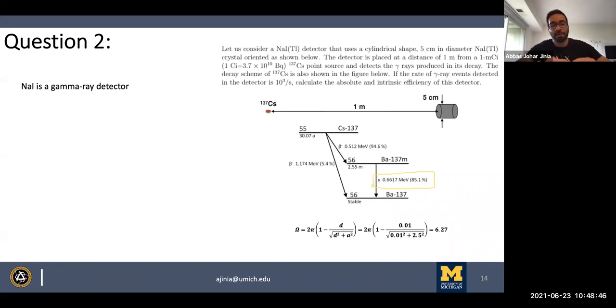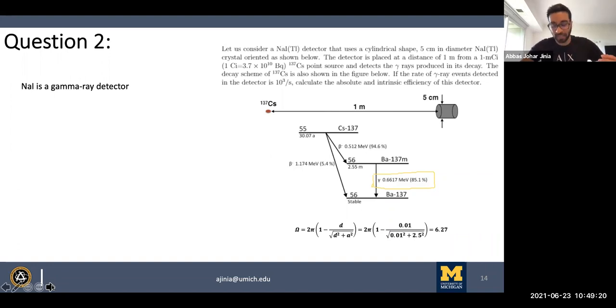All right. So, okay, let's see how we will go about it. First of all, let's calculate our absolute efficiency. Once we know the absolute efficiency, then we can get to the intrinsic efficiency. For absolute efficiency, we require two things. One is detection, how many electrical signals were detected. In this case, 10 to the 3 detection signals per second.